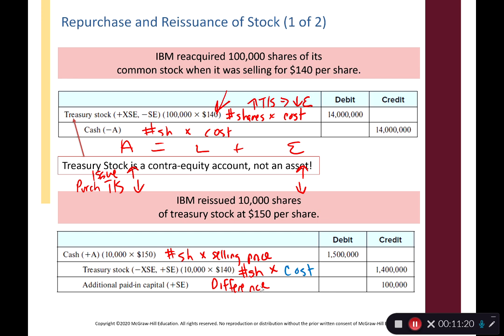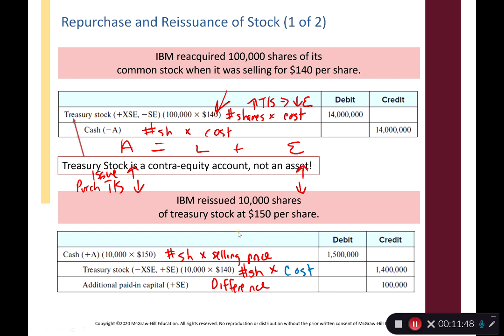A lot of times students will make the mistake of debiting cash for the $1.5 million and crediting treasury stock for the $1.5 million. But you can't do that because we put the treasury stock on the books for $140, we got to take it off at $140. Any difference would just go into the additional paid in capital account. In this case, we needed an extra $100,000 credit in order to make the journal entry balance, so that credit went to additional paid in capital.